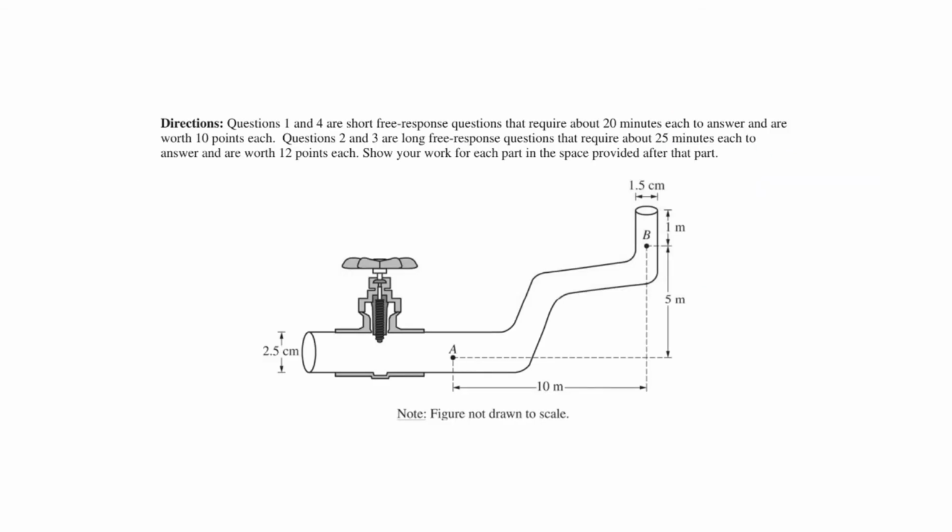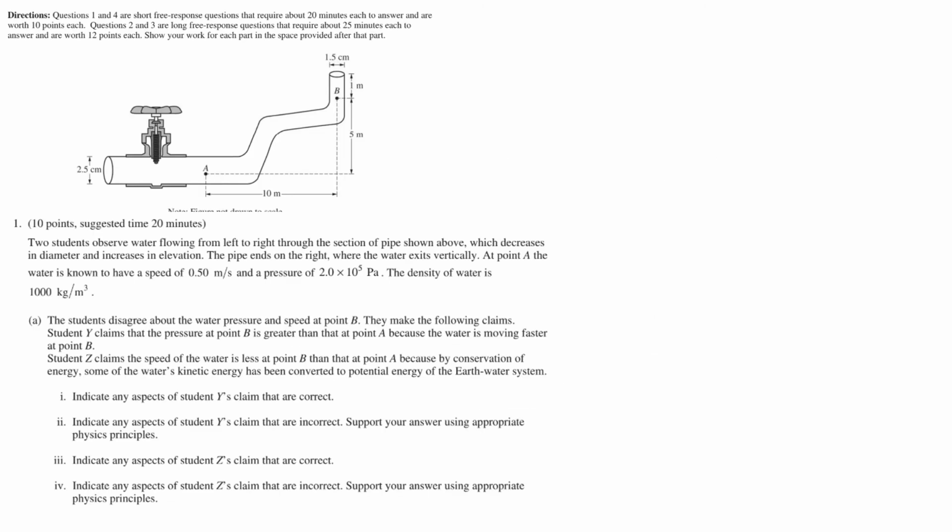Looking at this one here. So we'll look at the question in a second. We've got to read this picture first. Question 1 and 4, blah, blah, blah. Okay, show your work for each space provided after the part. Okay, so we didn't need this slide. Oh, well. So here's what we do. We've got a faucet. It's got some measurements that are all over there. It's got an A and a B.